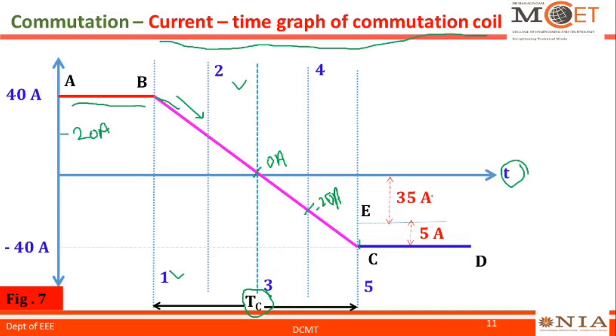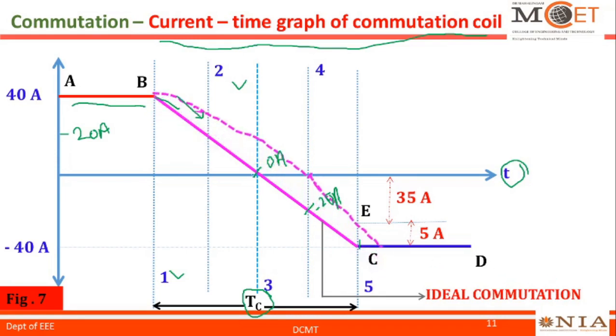And due to the self-induced EMF, it will not immediately reach the value of 40 ampere at this point. It will reach 35 ampere and it takes another time to reach 40 ampere. As I told, this pink color graph is called an ideal commutation. And this dashed line current-time graph of a commutation coil is called a non-ideal commutation.